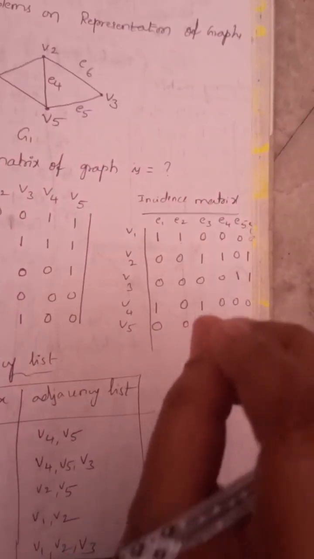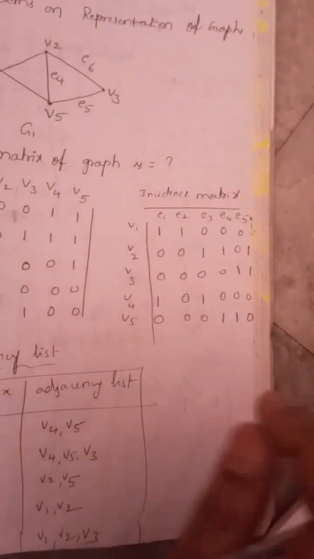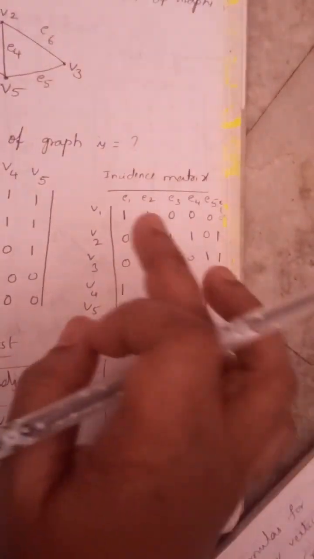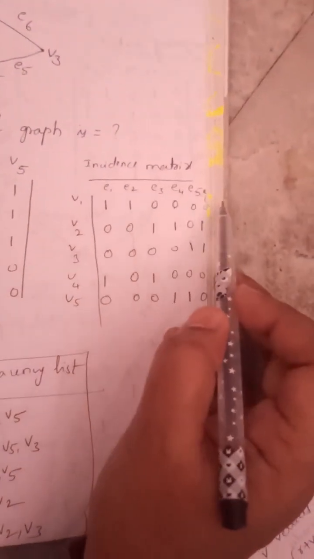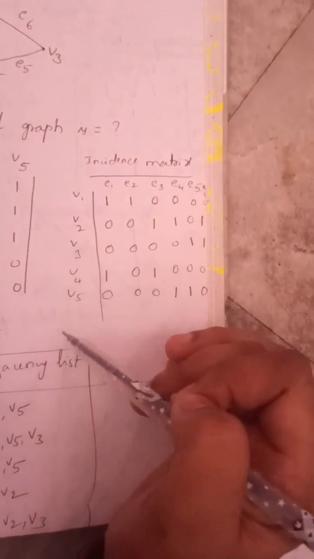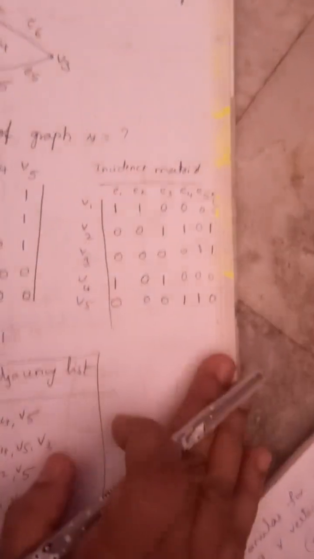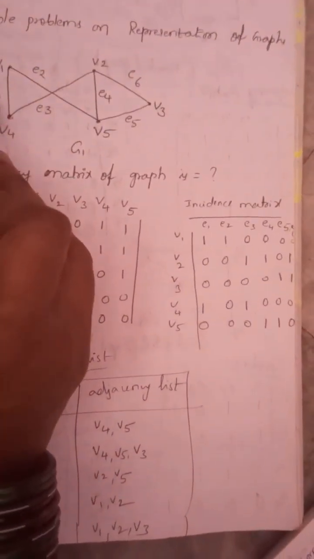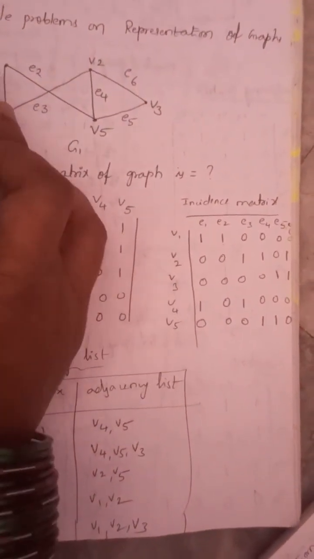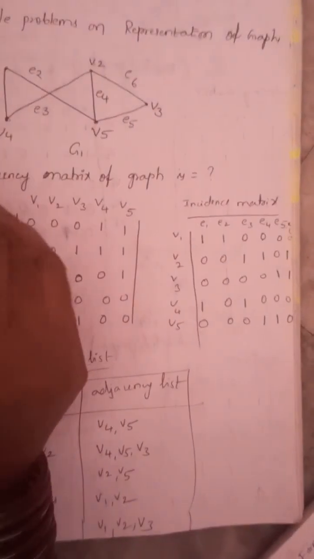Be careful while writing the incidence matrix. Not like the adjacency matrix, it is somewhat difficult. Not difficult, but you have to observe more while writing the incidence matrix. In the case of the incidence matrix, E1, E2, E3 are the columns and V1, V2, V3, V4, V5 are the rows we have to write. So here see which edge is connected to which vertices, that we have to understand.